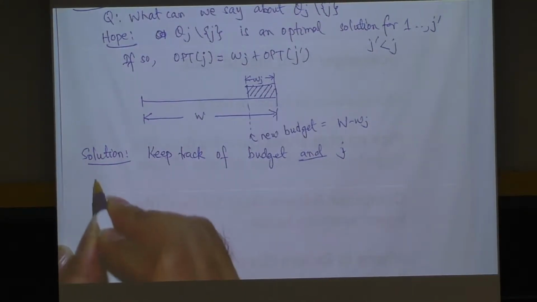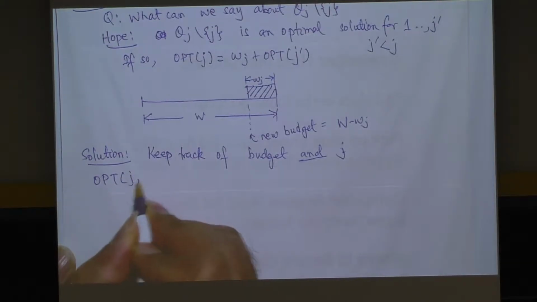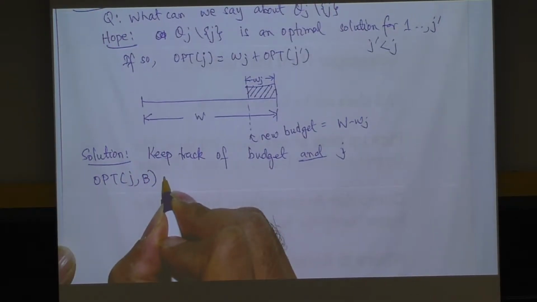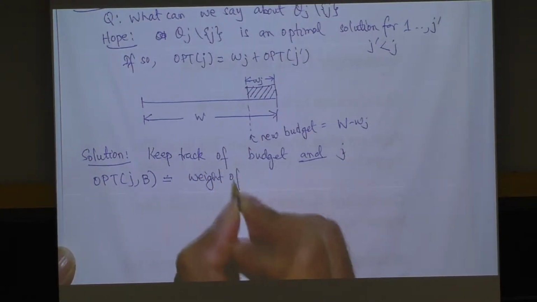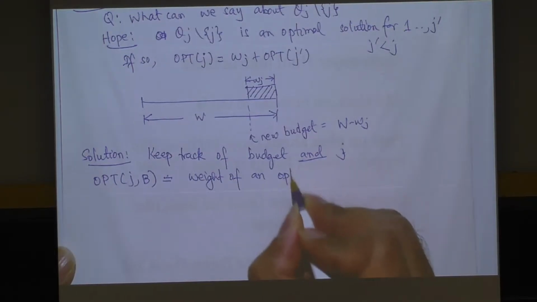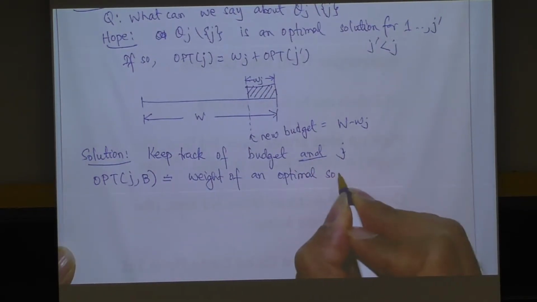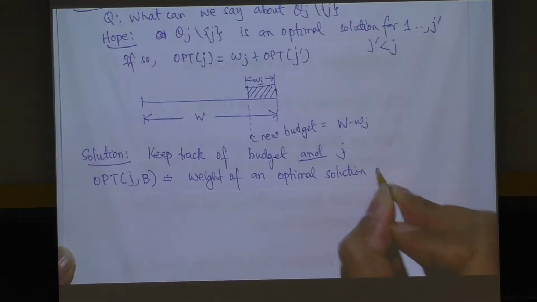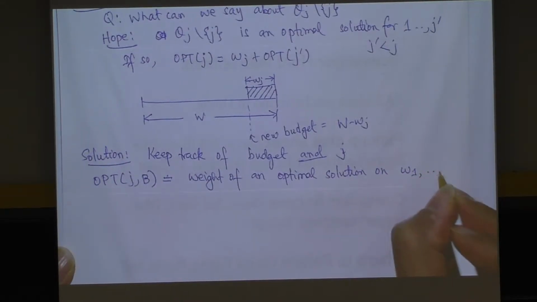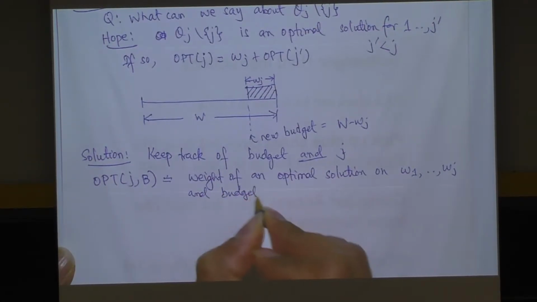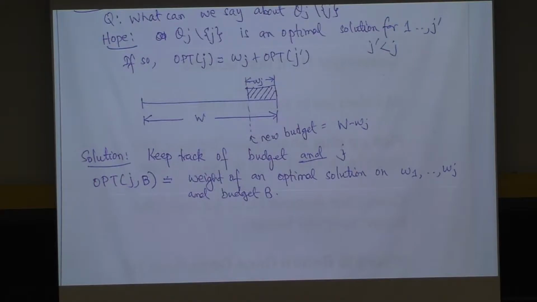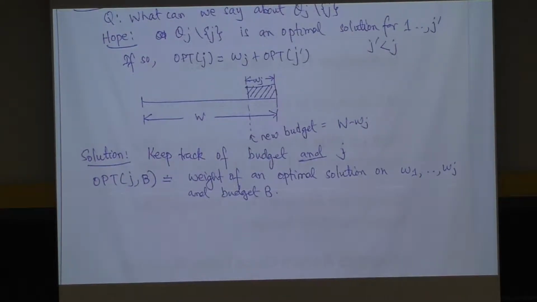So in particular, I'm going to define opt of J comma B to be the weight of an optimal solution on the numbers W1 to Wj and budget B. So I'm keeping track of both how many of the first J numbers I'm considering, as well as how much of my budget remains.